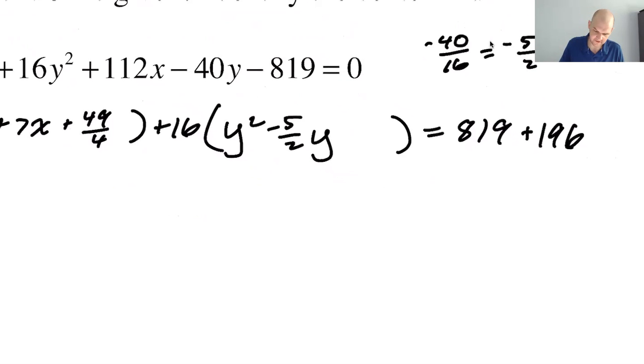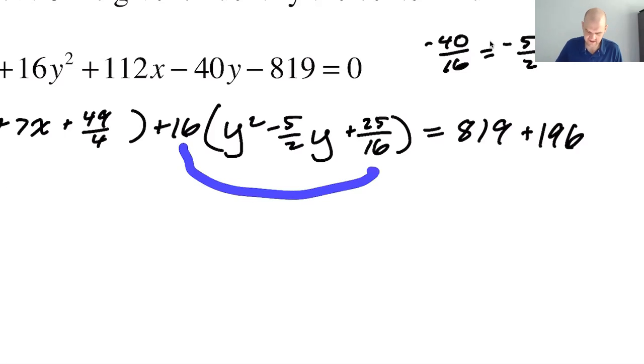And then here, let's do 50, what? Negative 5 halves divided by 2 is negative 5 fourths. Square that and you get plus 25 sixteenths. But what did we really add on this side? We really added 16 times that. So we really added 25.